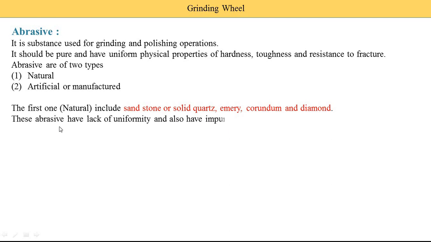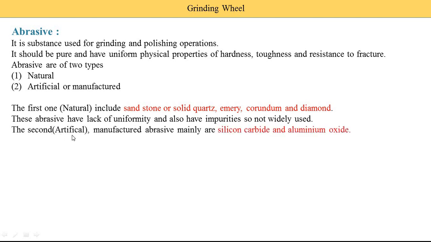These abrasives have a lack of uniformity, meaning they have different properties. They also have impurities, so they are not widely used. Anything that is available naturally has certain impurities, so these natural abrasives are generally not used. The second is artificial. These are manufactured in some industries.